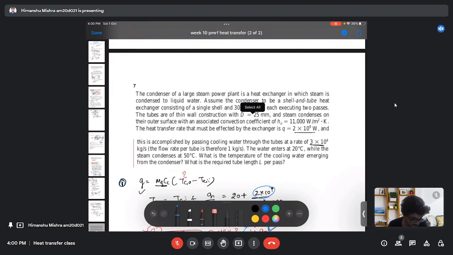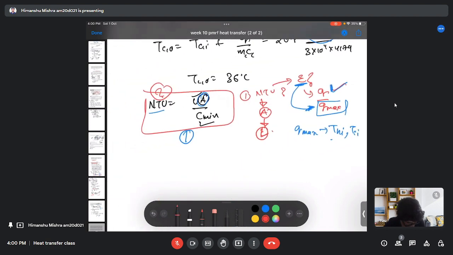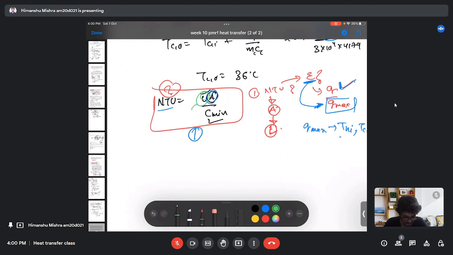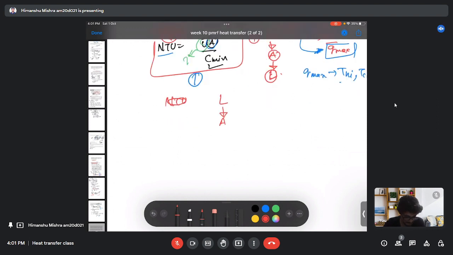We are given the heat transfer coefficient of the outer surface. That means we need to calculate the overall heat transfer coefficient also. So let me summarize this. We need to find the length. This we will get from the area expression, and the area expression we will get from the NTU method.